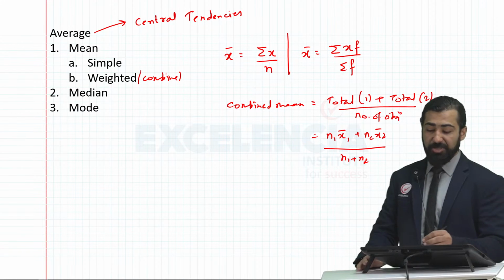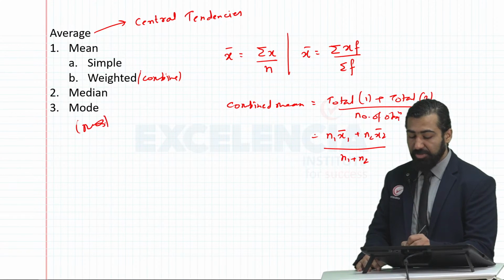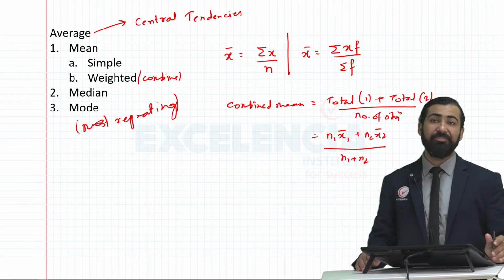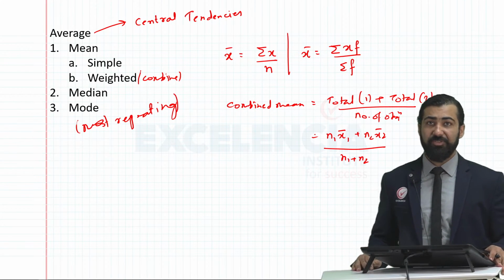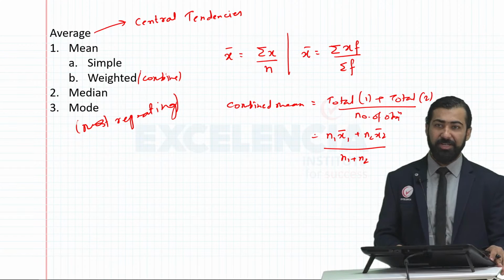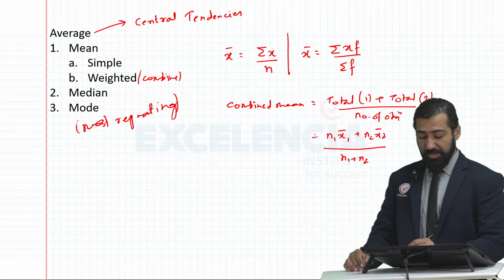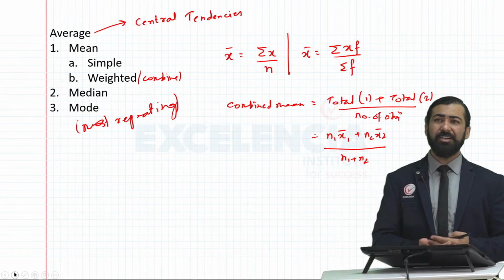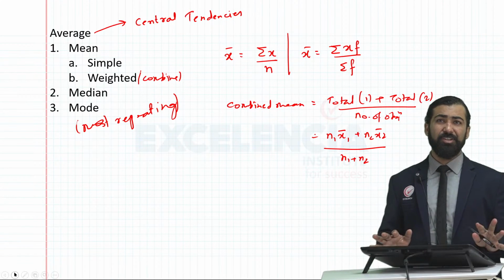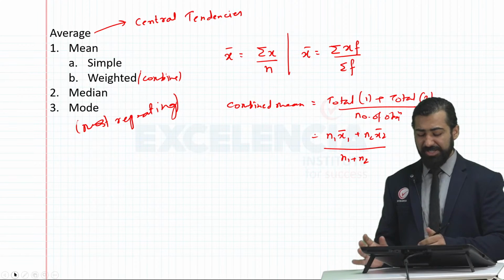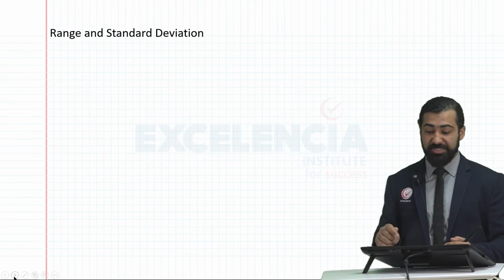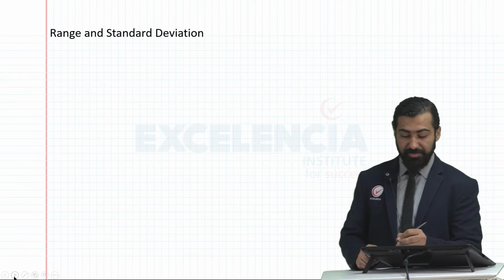Mode is the most repeating frequency. Sometimes your data may have more than one most repeating frequency. Such data is called bimodal data or trimodal data. When to use each of these is not part of our curriculum presently, because very simple questions would be asked. Next are measures of dispersion, in which we study range and standard deviation.